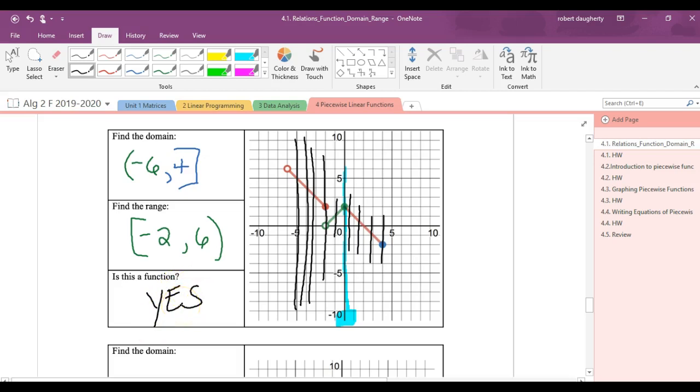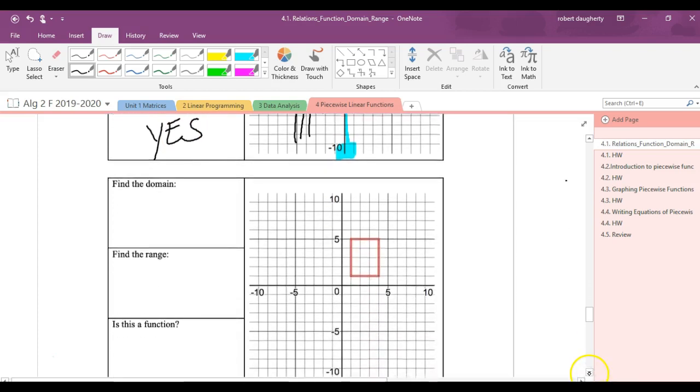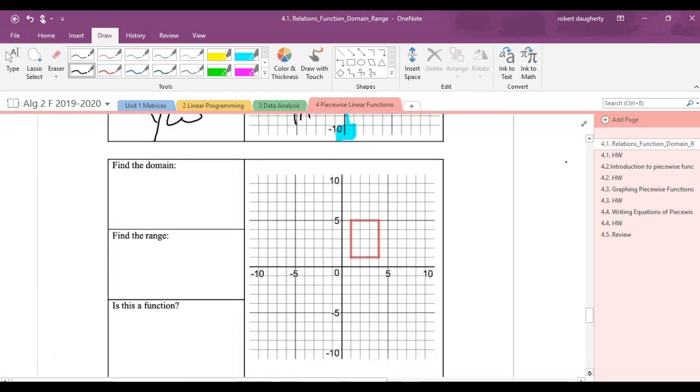Okay? So let's look at the next one. First off, is this a function, yes or no? Yeah, you know this is not a function because I can draw a vertical line and it's going to cross the graph more than one time. So that is not a function. What is the domain of this guy? 1 to what? What kind of enclosures? Bracket to bracket.